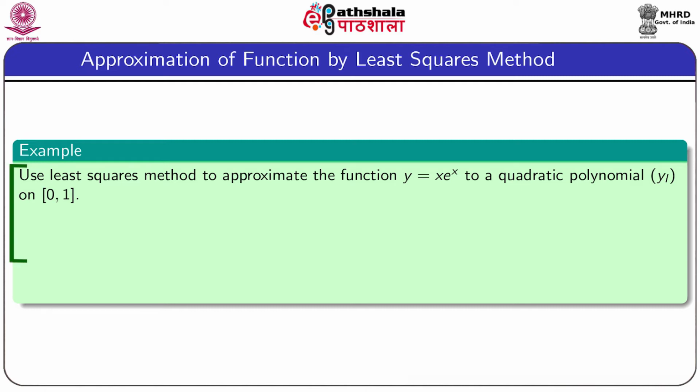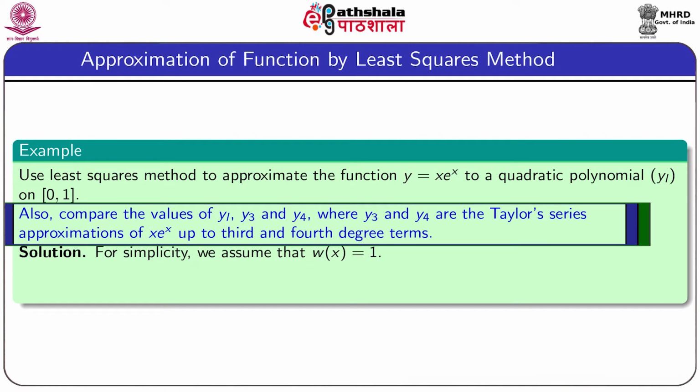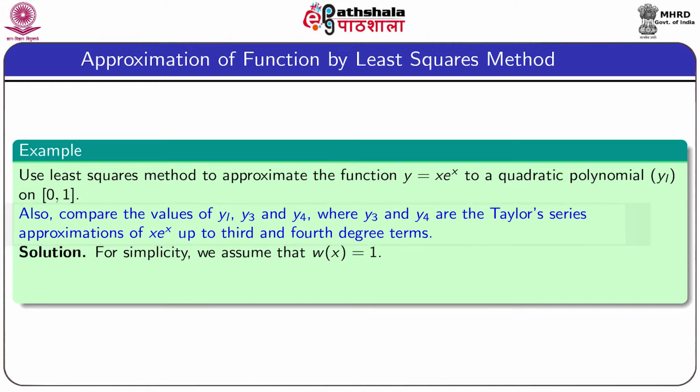The problem is: use the least squares method to approximate the function y = x e^x by a quadratic polynomial on the closed interval [0, 1]. Also compare the values of yl, where yl means the least square quadratic polynomial, with y3 and y4, where y3 and y4 are the Taylor series approximations for the function x e^x up to third and fourth degree terms.